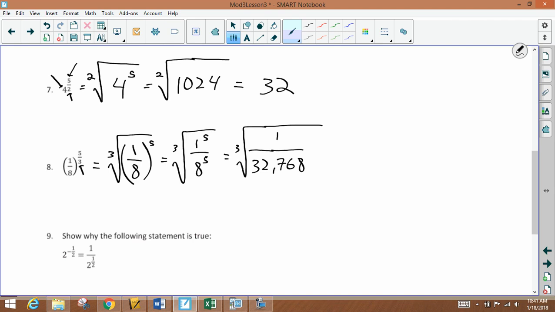Is there a cube root of it? Because remember, we can write this as the cube root of 1 over the cube root of 32,768. What was it? 32. Cube root of 1 is 1. And that's 32. So you'll do a little bit of calculator work with this as well.